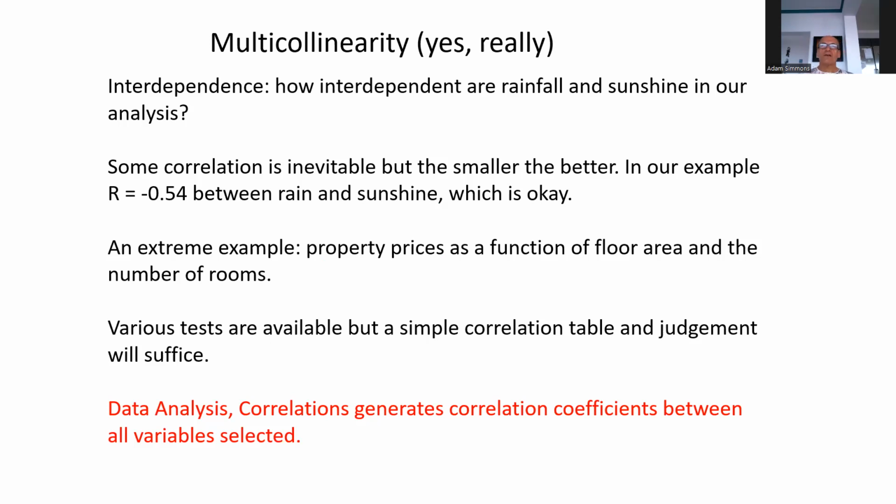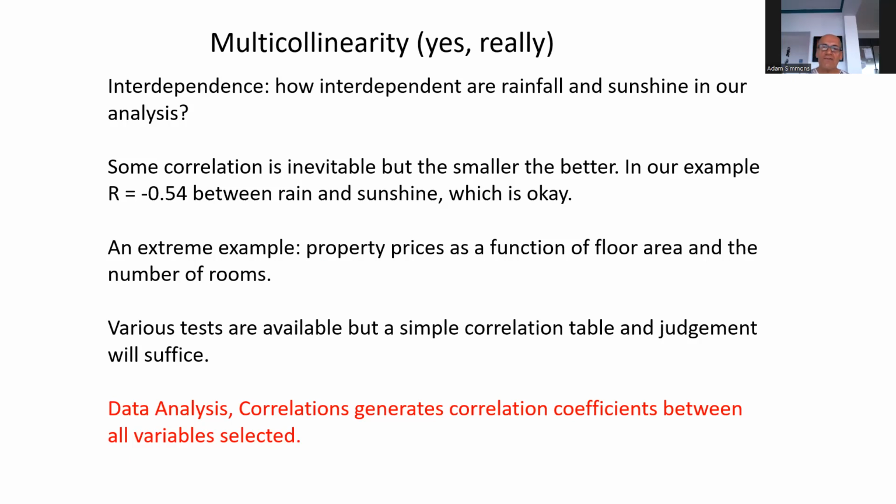Now, when you're looking at the correlation between independent variables, you are going to get some correlation. It can't be avoided. And if you actually just run the numbers between the standard rainfall variable and the sunshine variable, you get a correlation of minus 0.54. First of all, the sign looks right, but more importantly, the value is fairly low. With just 10 observations, a value of minus 0.54 is not that high.